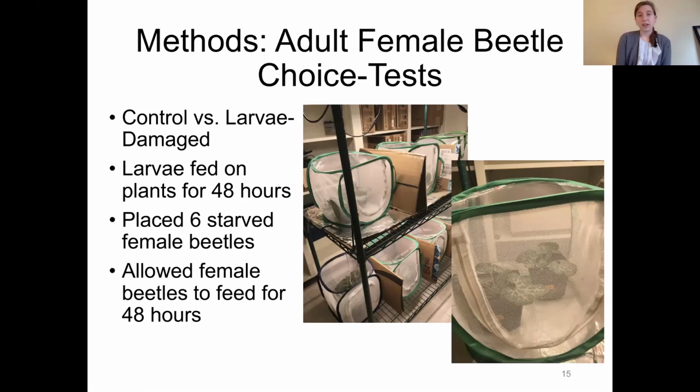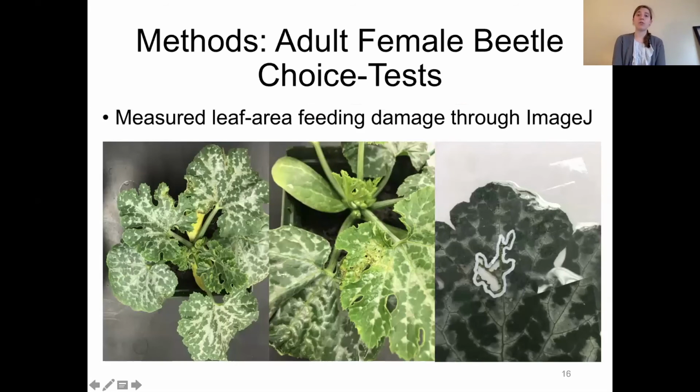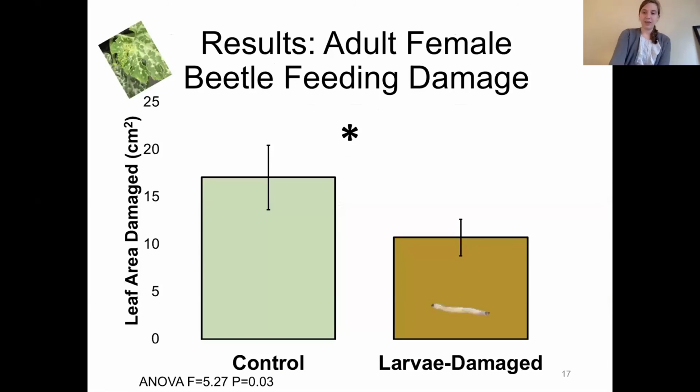Following that 48-hour mark of herbivory, we added 6 starved female adult beetles to each of these cages, and we allowed those female beetles to feed for 48 hours. Following 48 hours of feeding damage by the adult female beetles, we quantified the leaf area of feeding damage using ImageJ. Here I'm presenting the results from that experiment. On the y-axis, we have the leaf area damaged in centimeters squared by the adult female beetles. And again, on our x-axis, the control and larvae damaged plants. We can see here that the adult female beetles damaged the control plants significantly more than the larvae damaged plants.